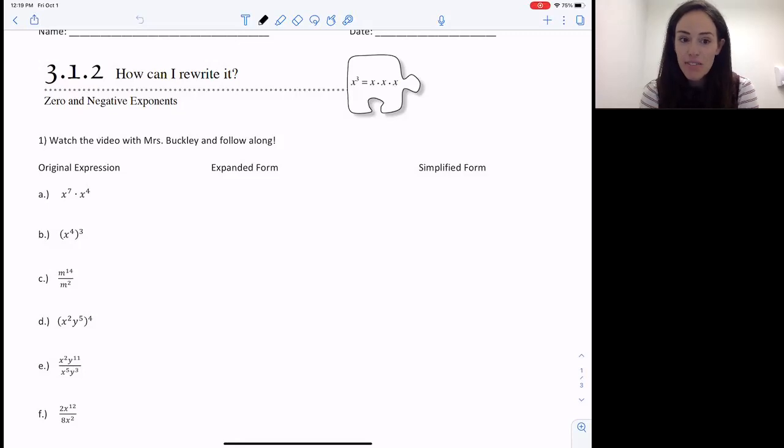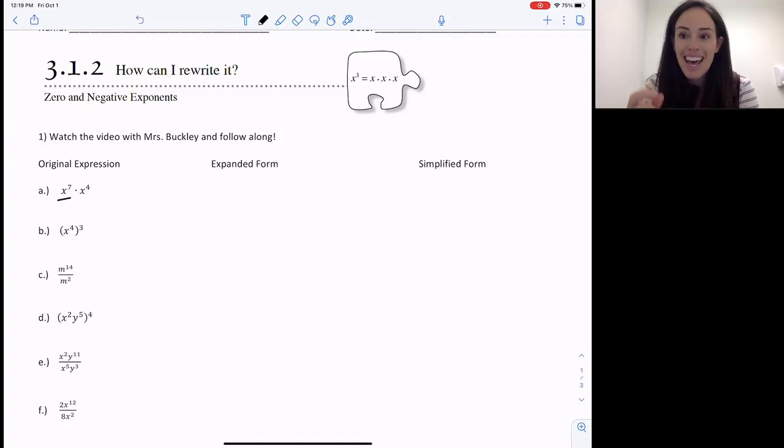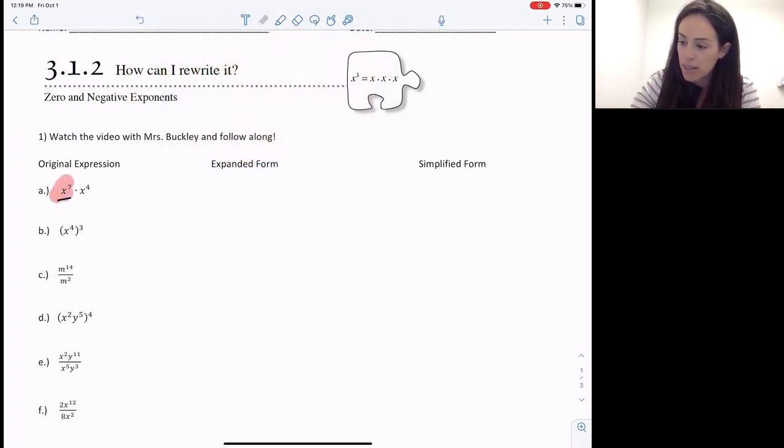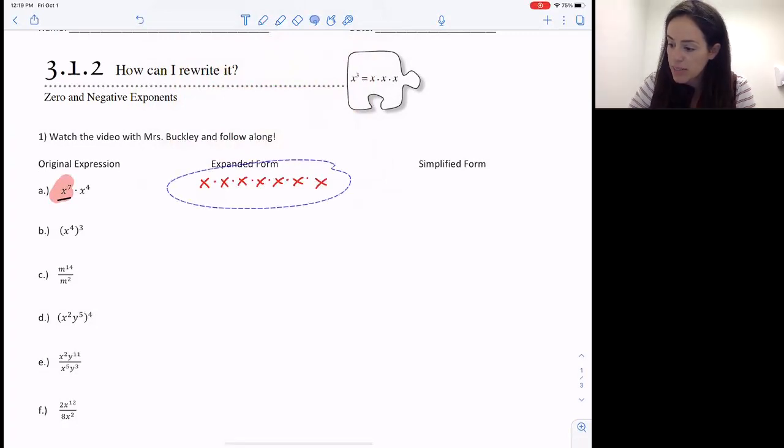So I'm looking at this first expression, x to the 7th times x to the 4th. And I know that x to the 7th just means x multiplied 7 times. So I'm going to expand that part out, maybe let's make that in red. So I'm going to have x, 2, 3, 4, 5, 6, 7. I'm going to make that smaller because I'm going to have to get 4 more in there. And then I've got an x to the 4th.